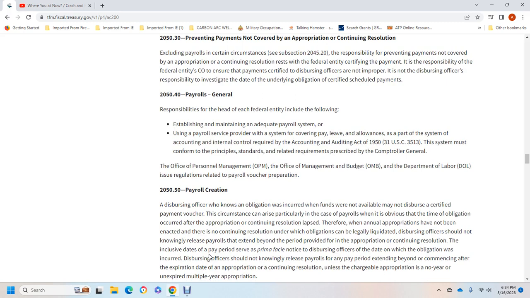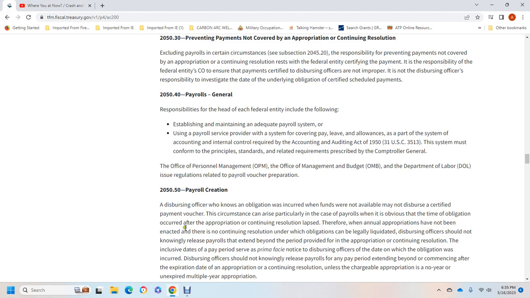Alright. 2050 payroll creation. The disbursement office knows the obligation that was incurred for the funds but not available when we may not disburse the certified payment of a voucher, for the circumstance that can arrive at the particular case of the payroll, when the object for the time of the obligation for the operation of the continuing resolution lapses. Therefore, annual operations have not been enacted. There is no continuing resolution over the obligation that can be legally liquidated.